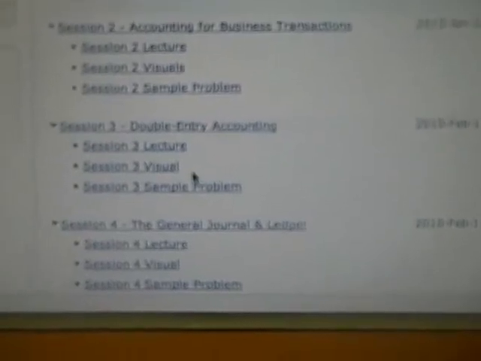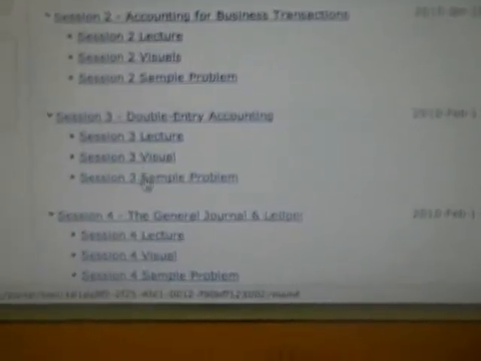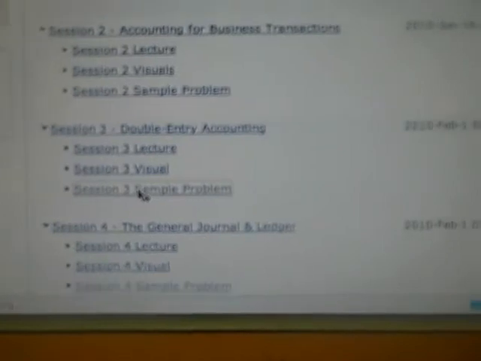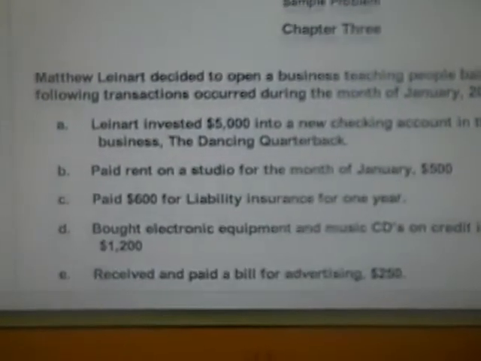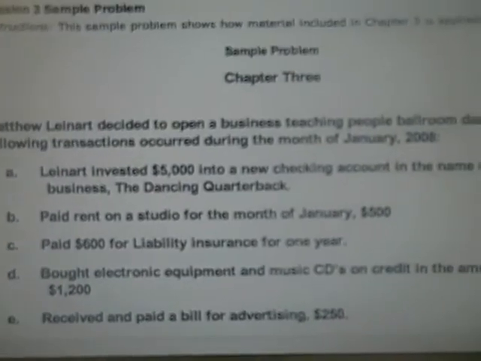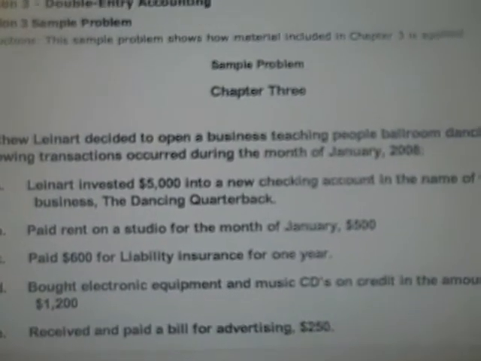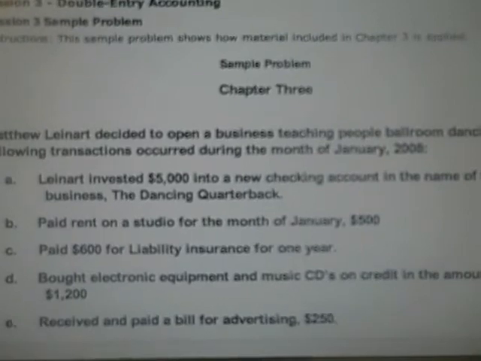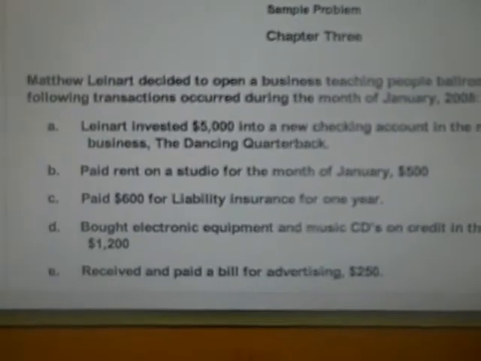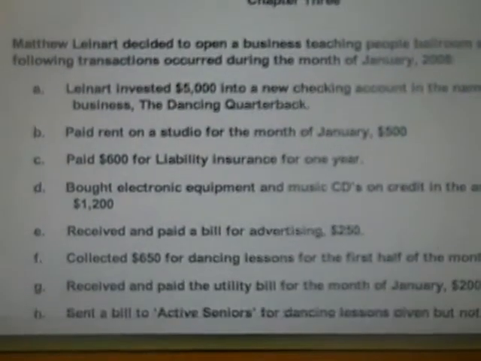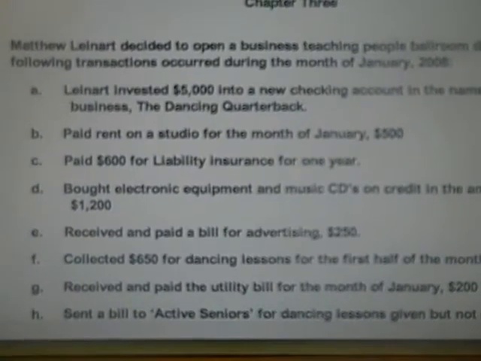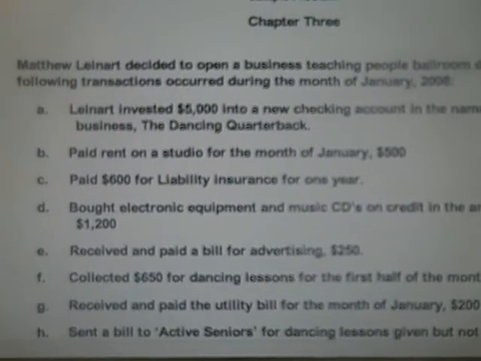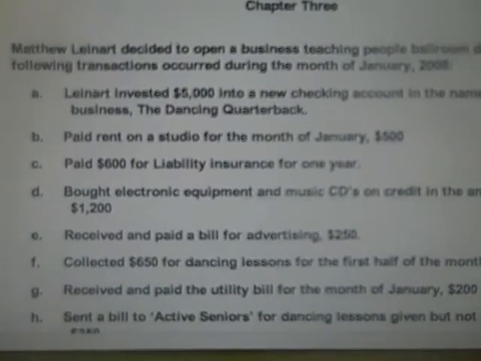Now let's proceed to our session 3 sample problem. One of the things that I try to do in each module and for each chapter is to provide you with a sample problem. And here's our sample problem for session 3, chapter 3. And just as you would imagine, we're going to be handling transactions, and so you're going to start to think of those rules that we were just talking about, how you handle the debits and the credits.